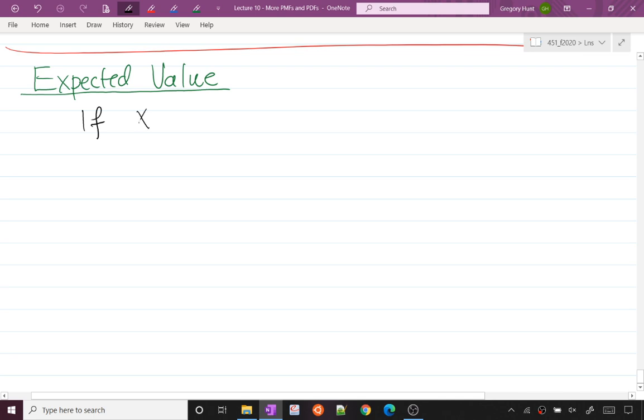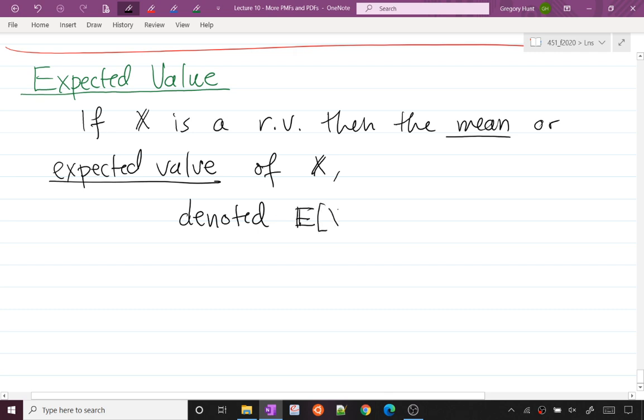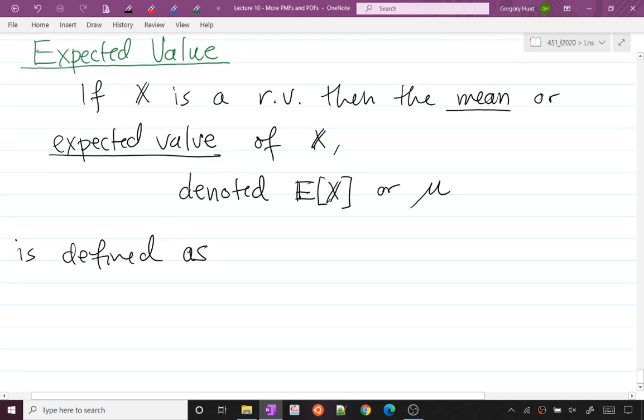If x is a random variable, then the mean, or also called the expected value of x, and our notation, we're going to denote the expected value of x as E of X, or sometimes people use mu, or mean, of the random variable, is defined as, we need two cases.